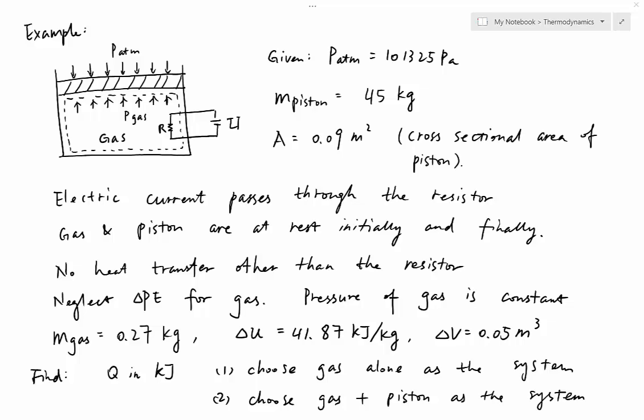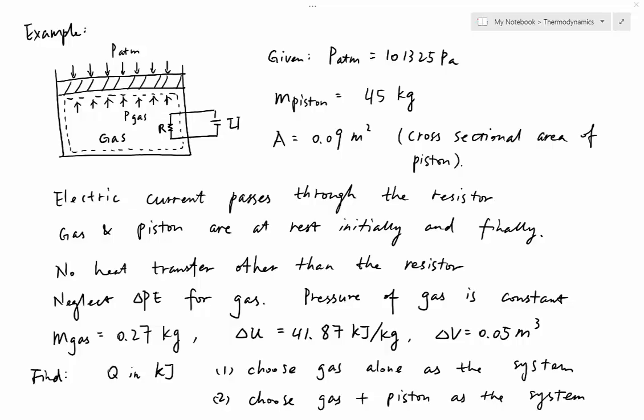Hello, welcome back. Next, we're going to do one more example under first law of thermodynamics for a closed system. Let's take a look at the diagram first. Here we have a piston cylinder assembly again, slightly more complicated than before.